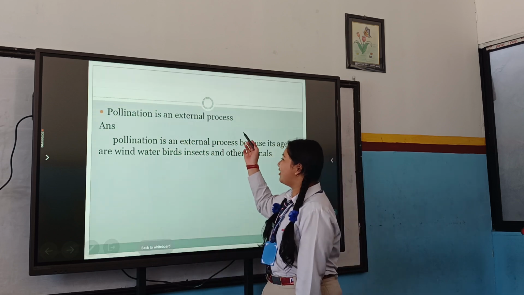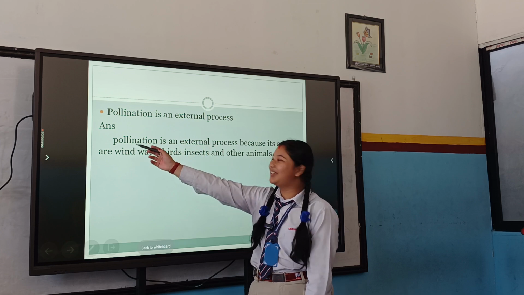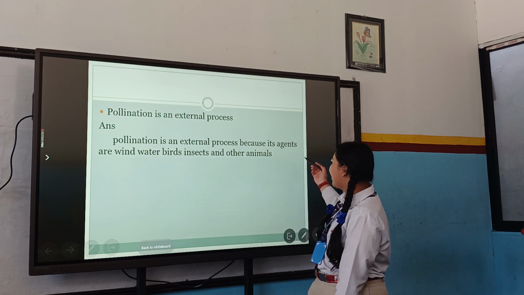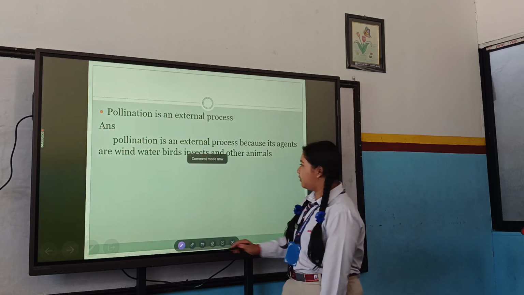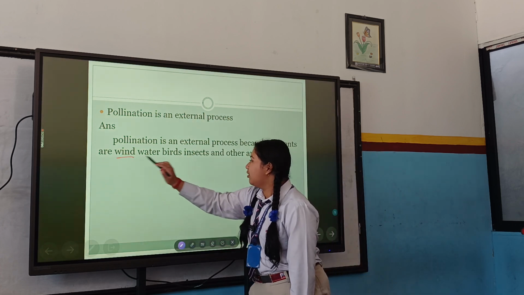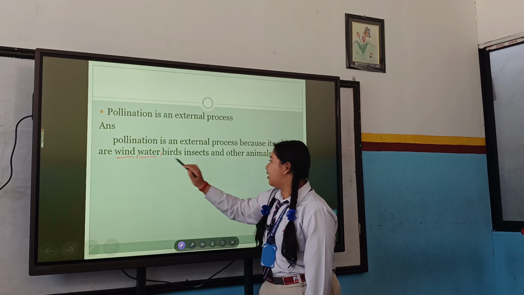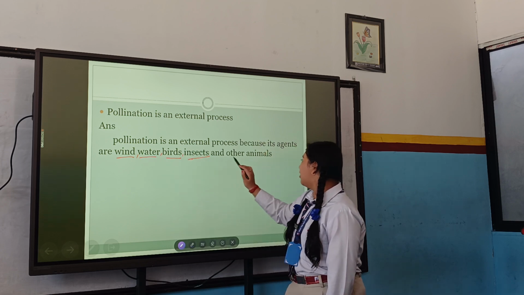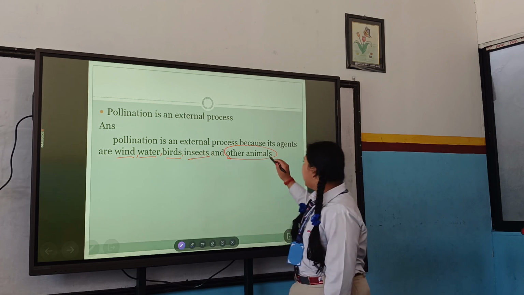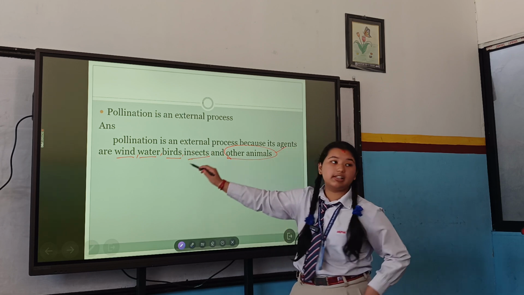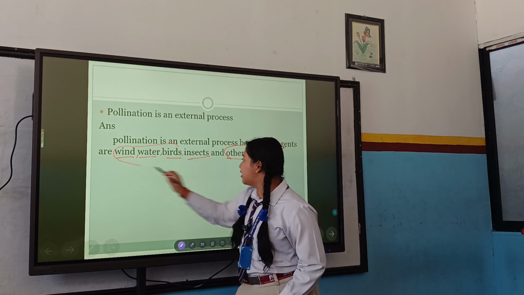Pollination is an external process. Pollination is an external process because its agents, which are wind, water, birds, insects, and other animals, are the agents of pollination, and it is done through the help of these agents.